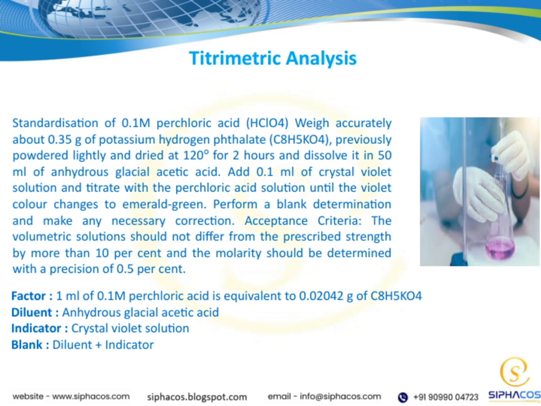Next, we add a small volume, about 0.1 milliliters, of crystal violet solution, our indicator. This indicator will help us identify the endpoint of our titration. Then, we titrate this solution with our perchloric acid until the violet color of the indicator shifts to an emerald green hue, signaling the completion of the titration. Don't forget, we need to perform a blank determination to account for any background color or impurities, and then apply any necessary corrections to our measurements.